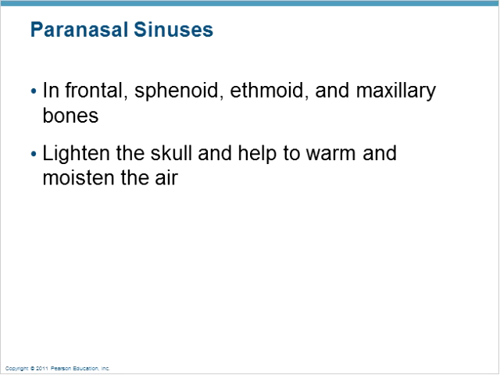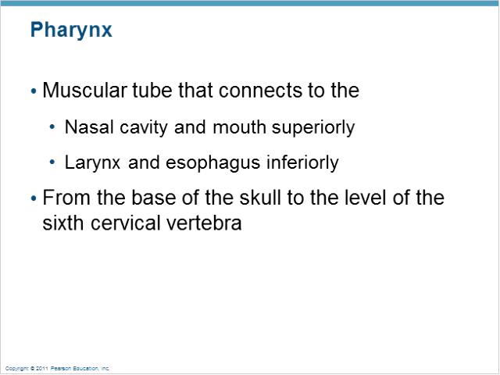The paranasal sinuses include the frontal, sphenoid, ethmoid, and maxillary sinuses, and they're located in those respective bones. They lighten the skull, they help to warm and moisten the air, and they also give some resonance to our voice.